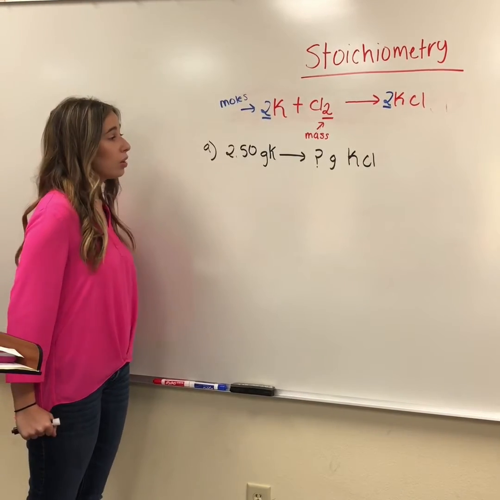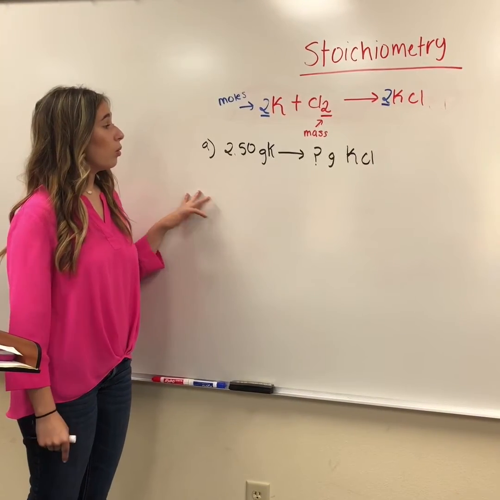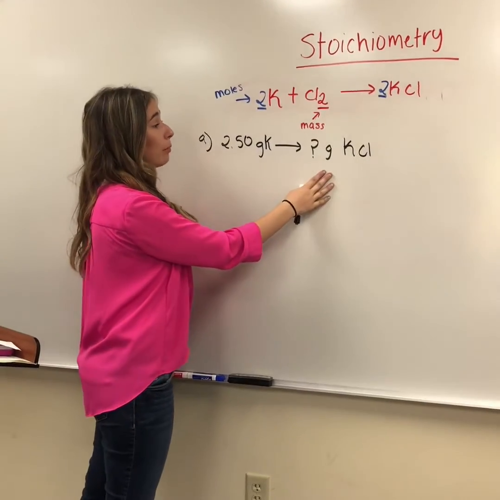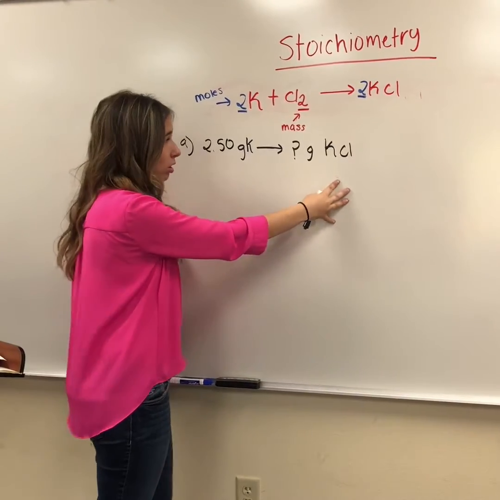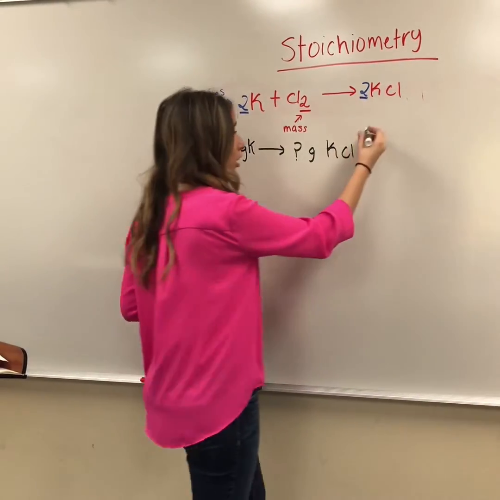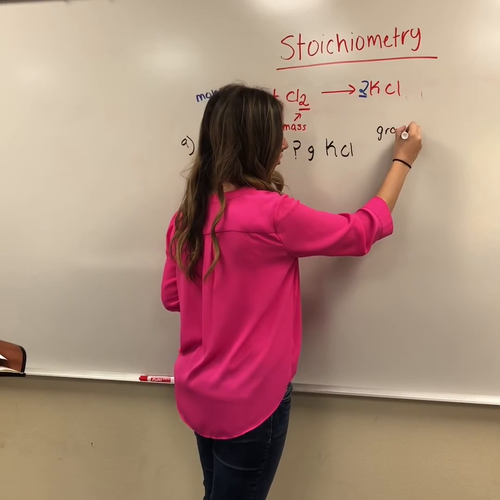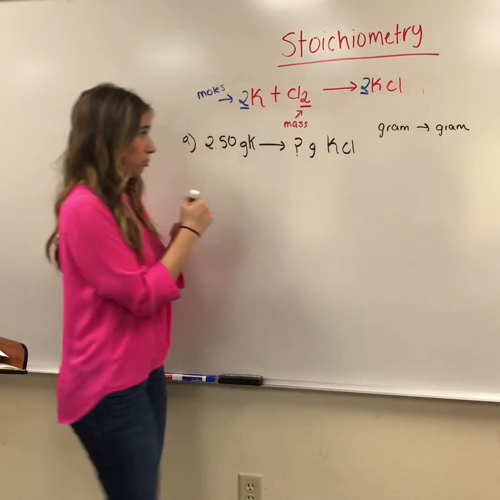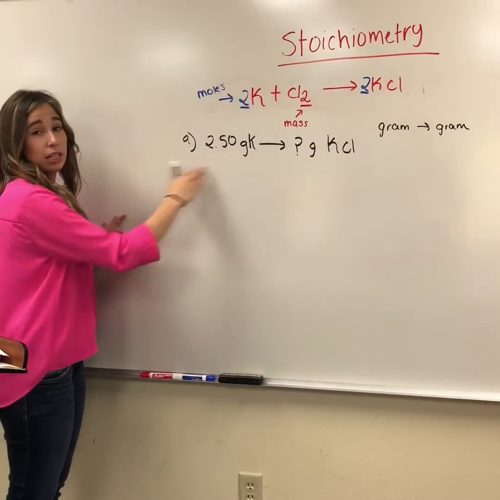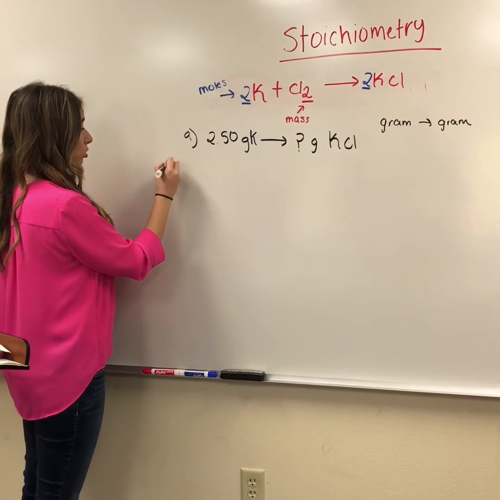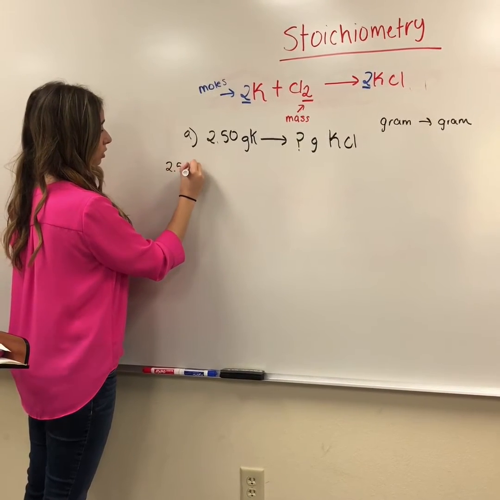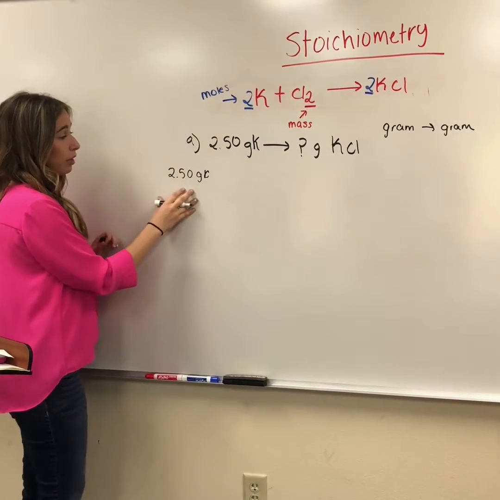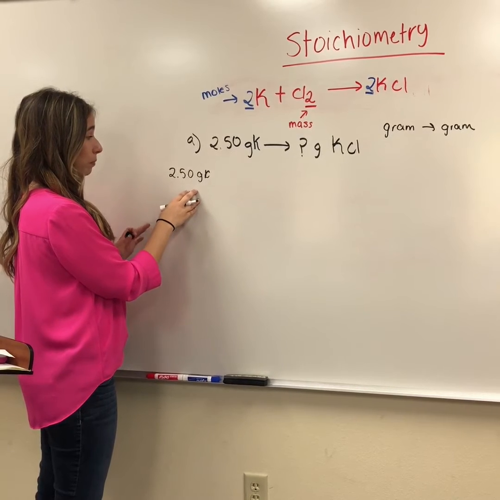Okay, so we are going to do this problem. We have 2.50 grams of potassium, and we want to find out how many grams of potassium chloride are there. So we know this is a gram to gram ratio problem. Okay, so we always want to start with what they give you. So we know we have 2.50 grams of potassium.